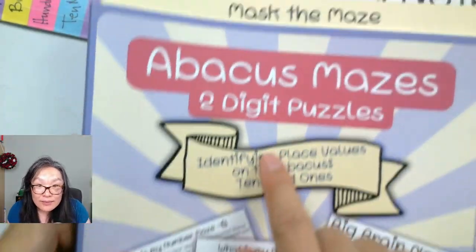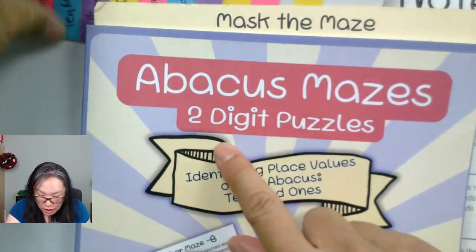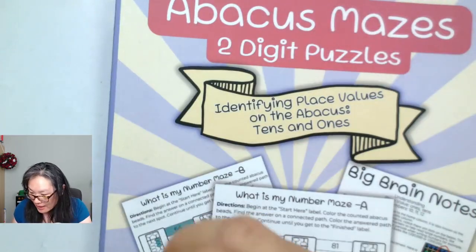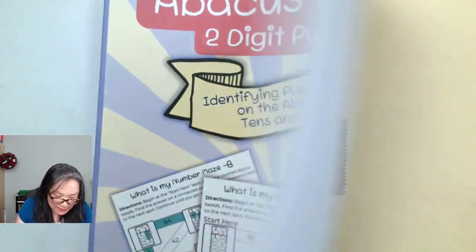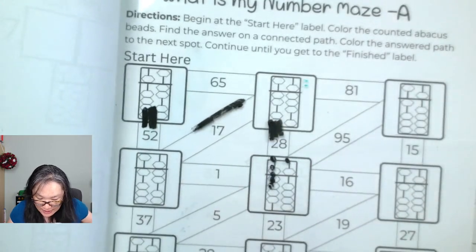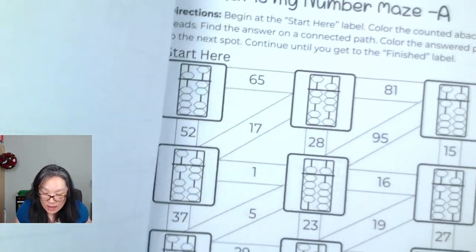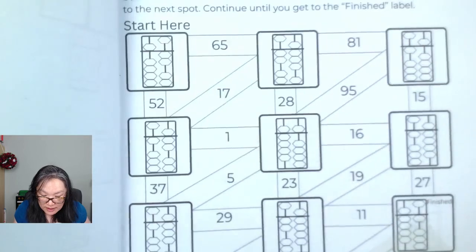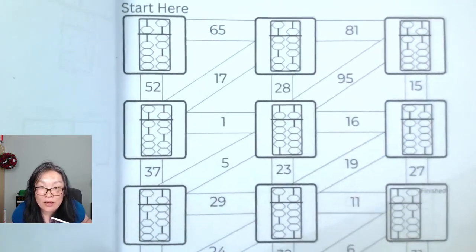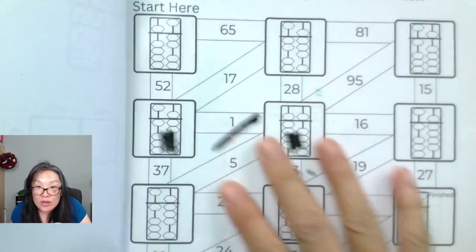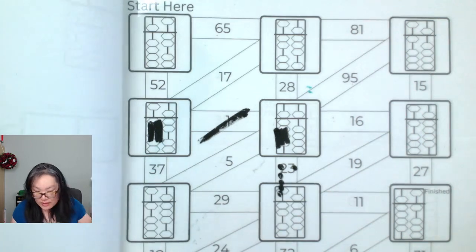When we have the abacus mazes, we're going to start understanding how to read the abacus in 2 digits. What does that mean? Here's a maze that I made, and I think it's cool and fun. We're going to go through all these boxes to see what the numbers are, and the numbers will tell you what box and what path to go. The first one I'm going to do is this one right here.